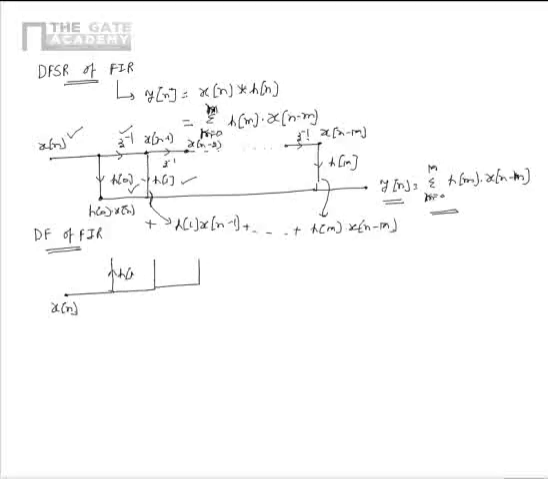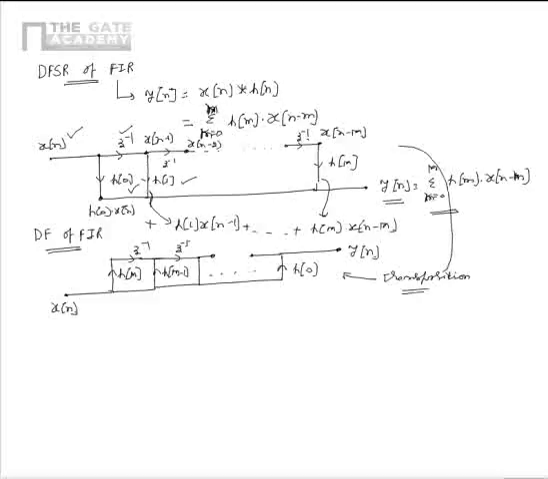Suppose the weights performed are h of m, h of m minus 1, and so on till h of 0. Now, after performing the weights on x of n, the delays are performed at different quantums, that is z inverse, z power minus 1, and so on to get the output y of n. Please note that the realization that we got now is the transposition of the direct form implementation that we have already discussed.